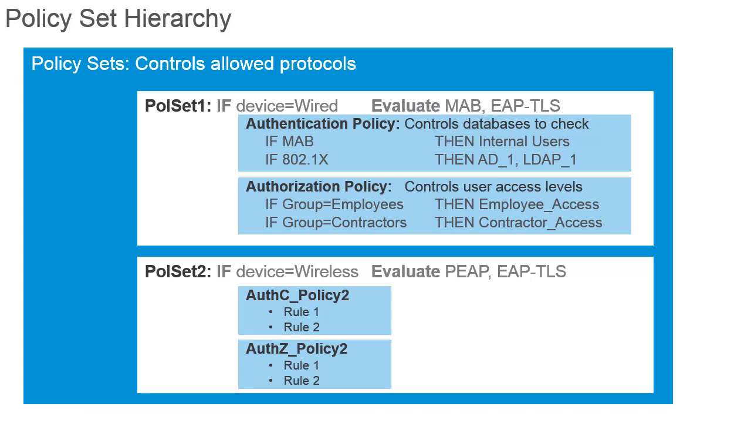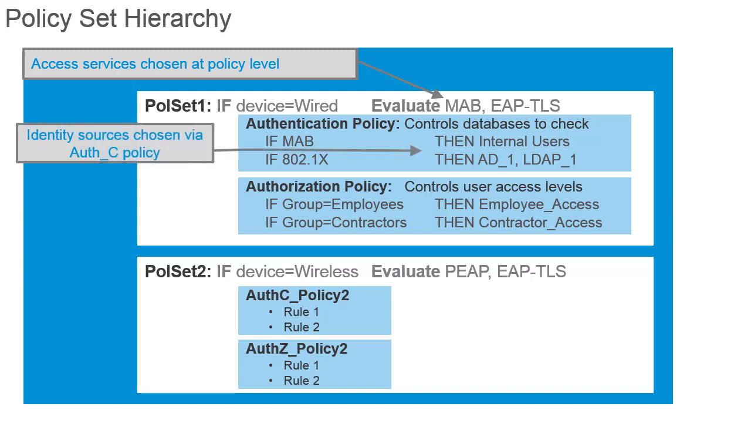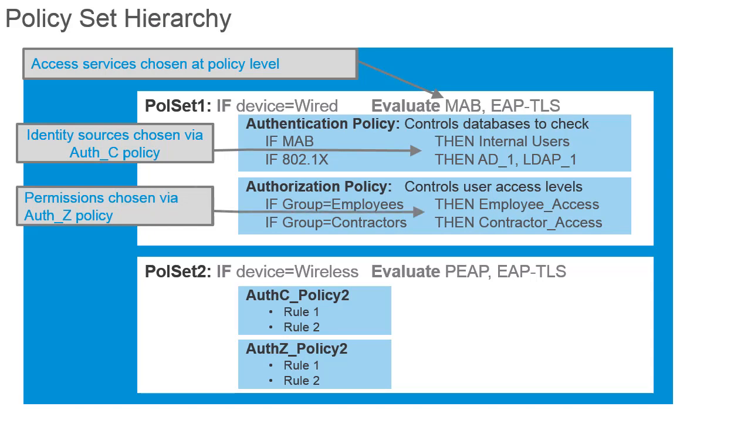Let's review this process from a user's perspective when they're attempting to access your network. Network access services are chosen at the policy set level. Identity sources are chosen via the authentication policy, and network permissions are chosen via the authorization policy. Check it out.